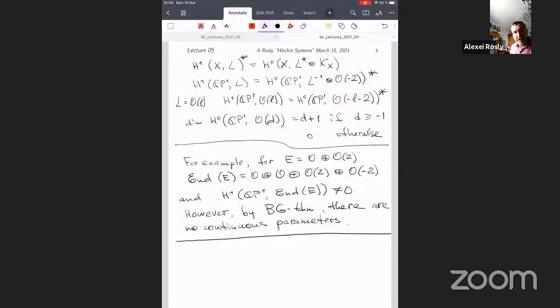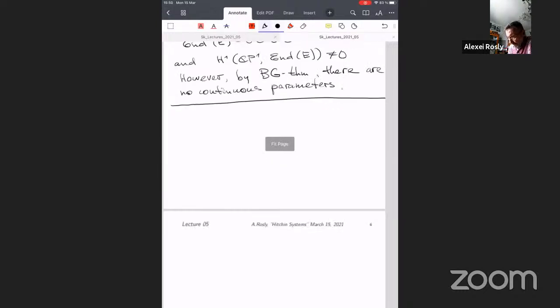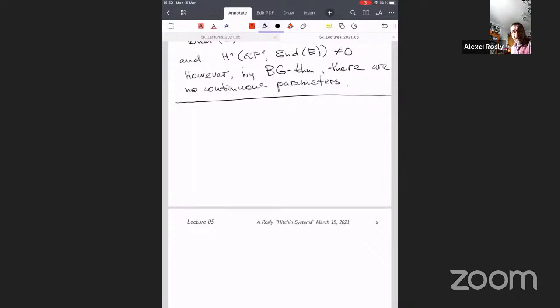Okay, let us continue. All right. So now let us also recall one of the main sources of information about cohomology of holomorphic bundles over curves, which is the Riemann-Roch theorem.